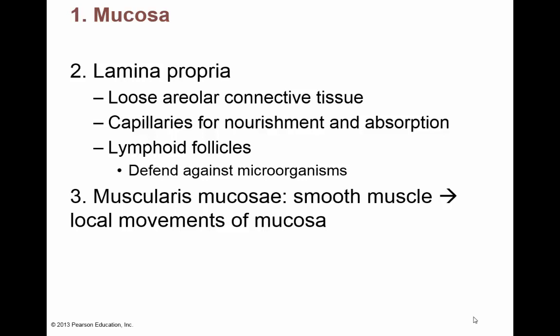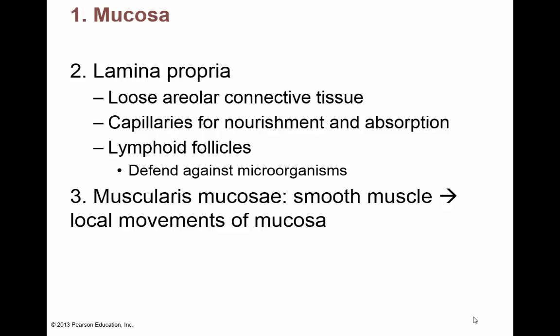A little bit, because it's got all those little stringy things all over. There's also capillaries, so that we've got blood supply, nutrients, and oxygen. There are some lymphoid follicles that help defend against any microorganisms that might try to get into the digestive tract itself. And then there's the muscularis mucosa layer. It is made of smooth muscle.